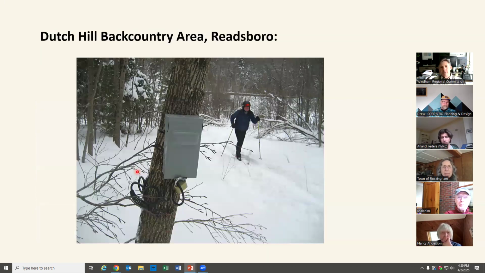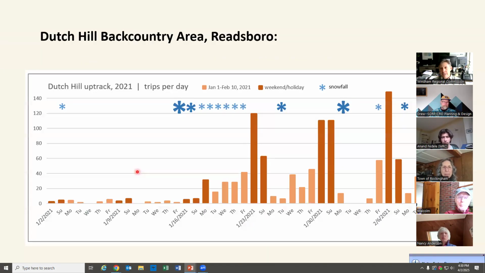We've even done things, backcountry ski areas. This is interesting out in Dutch Hill and Reedsboro. We were able to get together weather data and see when people are using the ski areas. It was a pretty bleak early January. Tons of snow happened Martin Luther King weekend, but interestingly, there wasn't a whole lot of people skiing out there until the following weekend when it really skyrocketed.